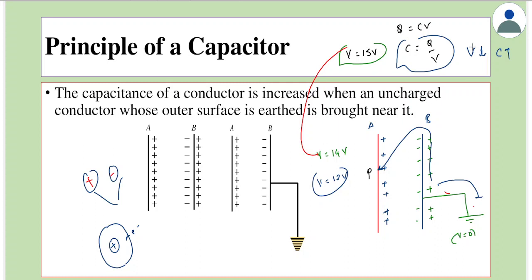As seen earlier, if V decreases, C would increase, and this is called the principle of a capacitor. So the capacitance of a conductor is increased when an uncharged conductor whose outer surface is earthed is brought near it. But the basic point is that when V decreases, C increases.